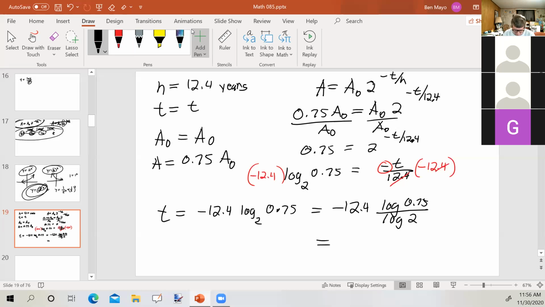And now it's calculator time. So negative 12.4 log base 10 of 0.75, close it up, divided by log base 10 of 2, close it up. And I get 5.187968741. Let's see, we're going to round off to the nearest tenth. So that would be approximately, hang on here.